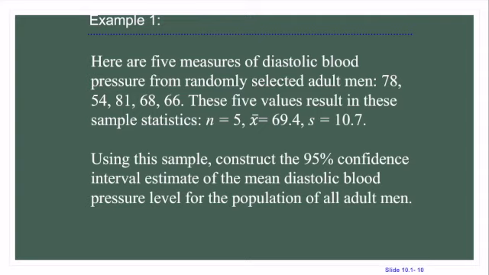Our sample mean is 69.4 and our sample standard deviation is 10.7. So using this sample, I want to construct a 95% confidence interval estimate of the mean diastolic blood pressure level for the population of all adult men.